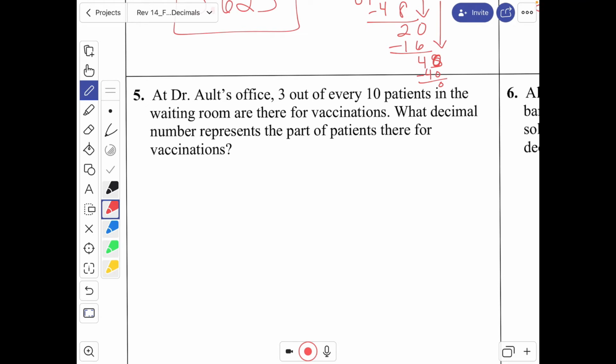Number 5, Dr. Alt's office. 3 out of every 10 patients in the waiting room are there for vaccinations. What decimal number represents the part of patients there for vaccinations? 3 out of 10. So my fraction is going to be 3 out of 10. I hope we've memorized at least that one. So the tenths place is right next to the decimal, which means the 3 goes right next to the decimal. The answer is just 0.3.